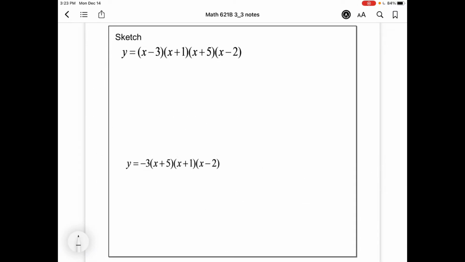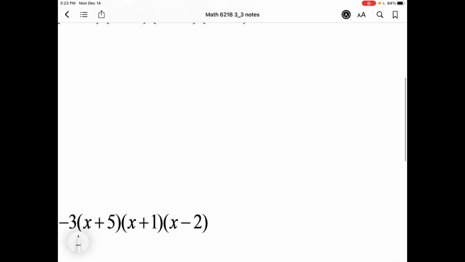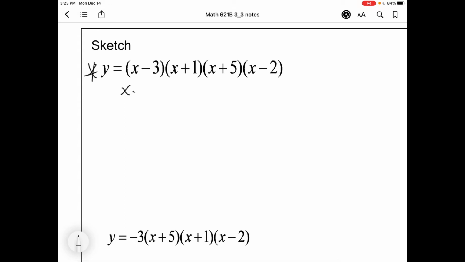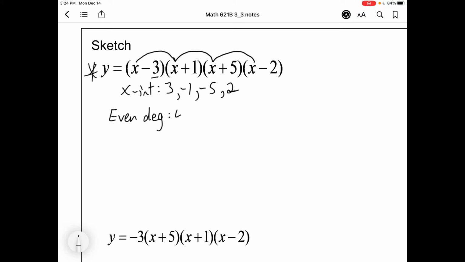So just to peer a little bit into the future, if we could get stuff factored, then we could learn the x-intercepts. If I had, say, this graph over here, I would learn that it has x-intercepts at 3, at -1, at -5, and +2. Those are all the numbers that would zero out each of the brackets. I would know that this graph has a highest power of 4 because x times x times x times x is 4. So this is even degree, or 4. It has a positive leading coefficient.